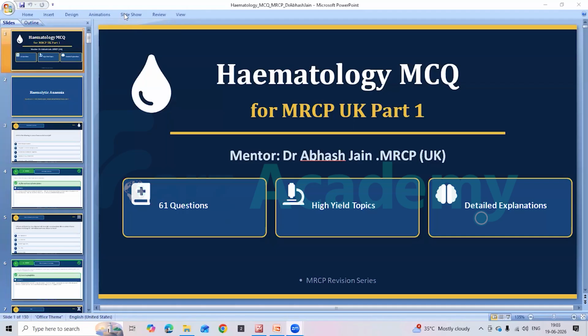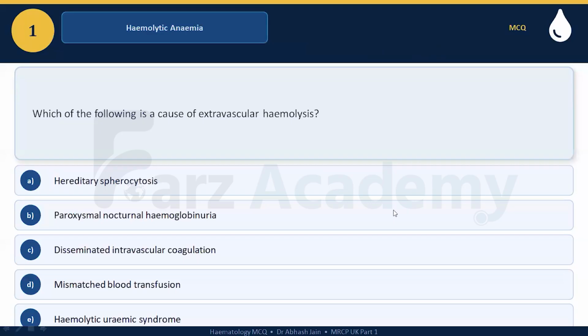This is our third session for hematology, and we have completed our theory part in the last two sessions. So today we will be discussing important MCQs for the MRCP1 exam. Our first question is, which one of the following is a cause of extravascular hemolysis? Out of these: hereditary spherocytosis, paroxysmal nocturnal hemoglobinuria, disseminated intravascular coagulation, mismatched blood transfusion, hemolytic uremic syndrome.